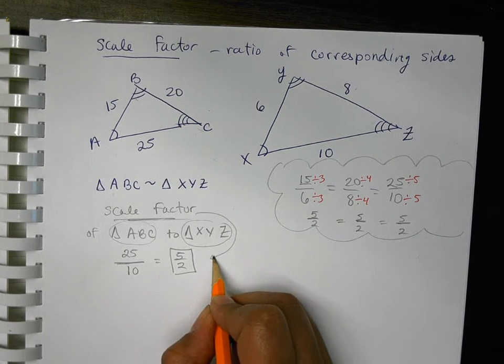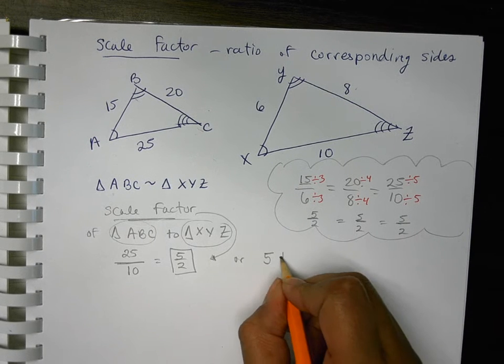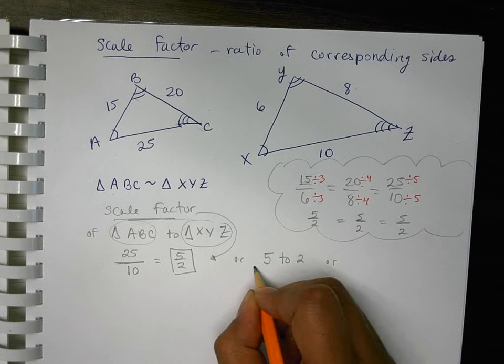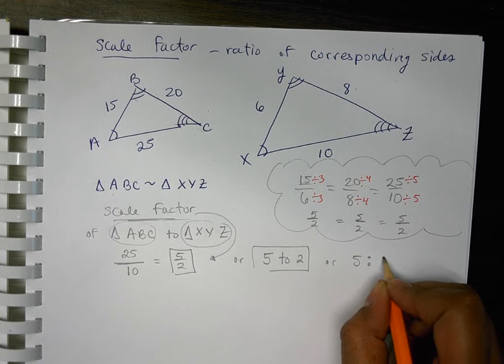What's another way to write it? Do you guys remember from middle school? 5 to 2. Or there was another way. Do you guys remember it? The 2 dots. Good. 5:2.